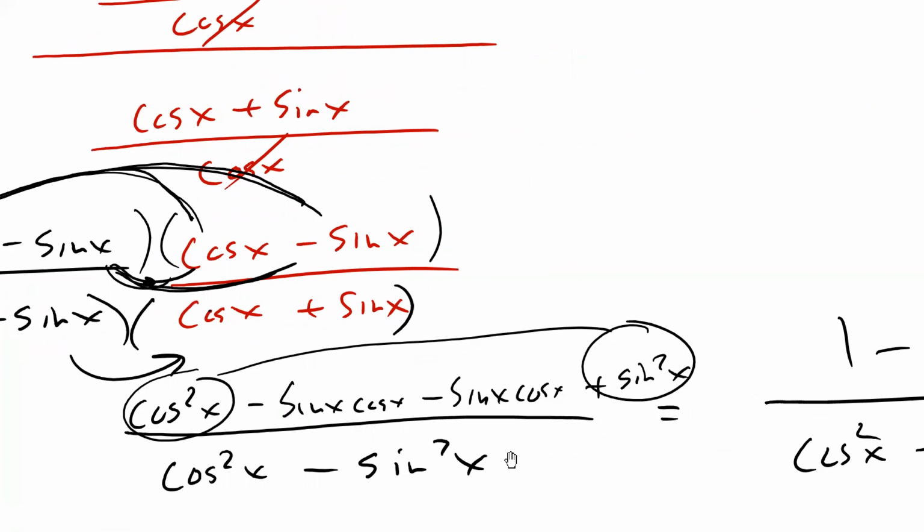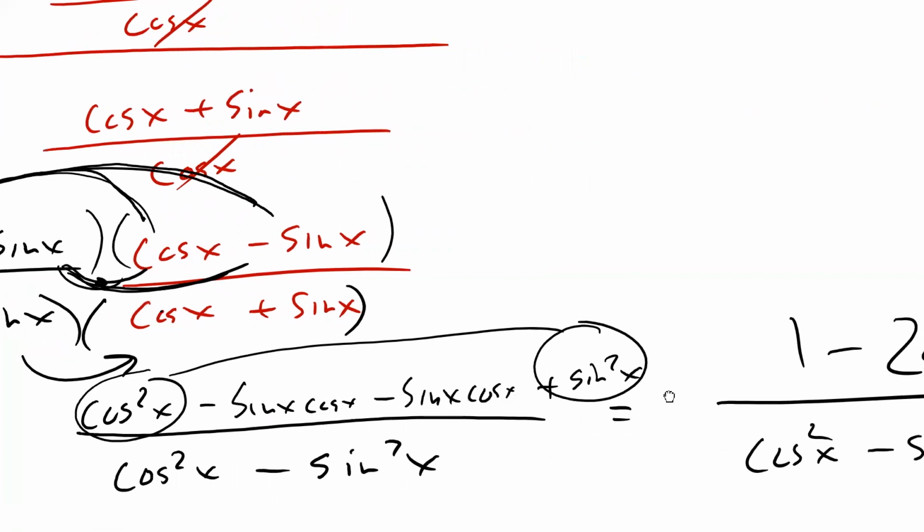So cosine squared x plus sine squared x, you're turning into 1. And that gives you that little 1 right here on this side.